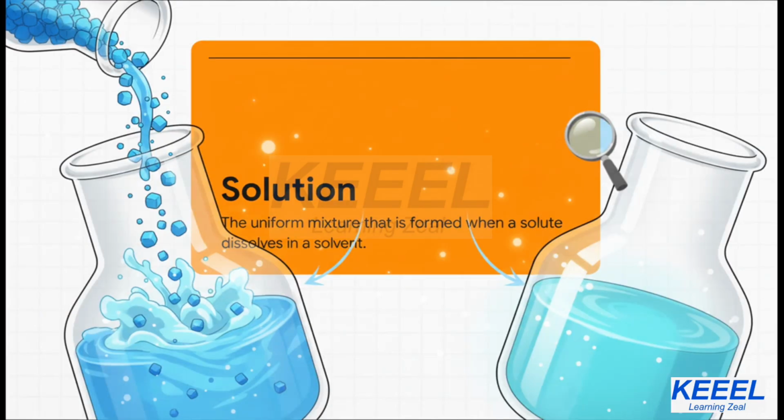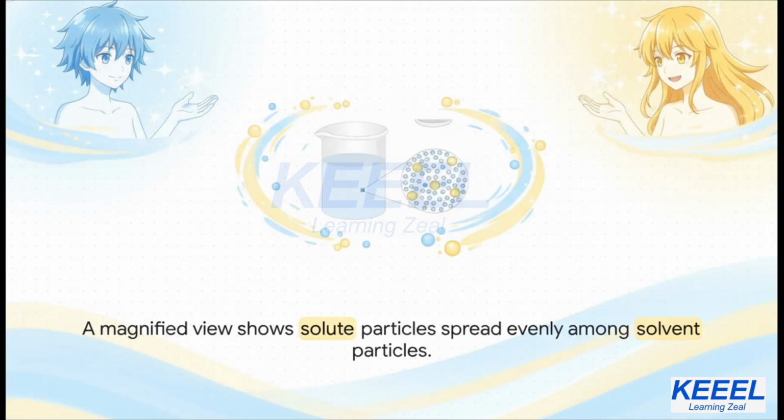And what happens when you put them together? When a solute successfully dissolves in a solvent, you get a solution. That's it. That's the final product. That perfectly blended, uniform mixture we were just talking about. So solute plus solvent equals solution. Simple as that.